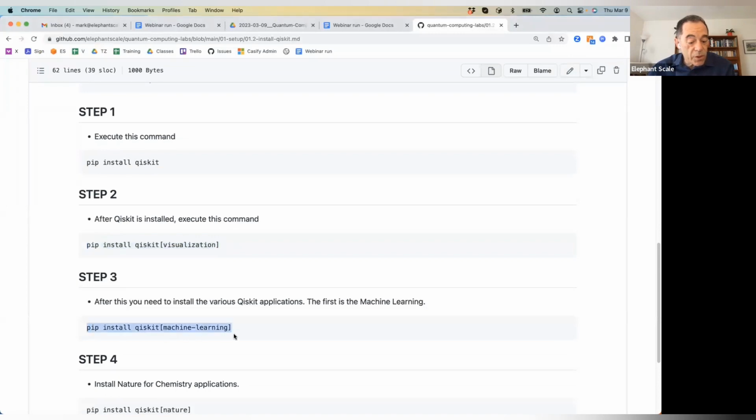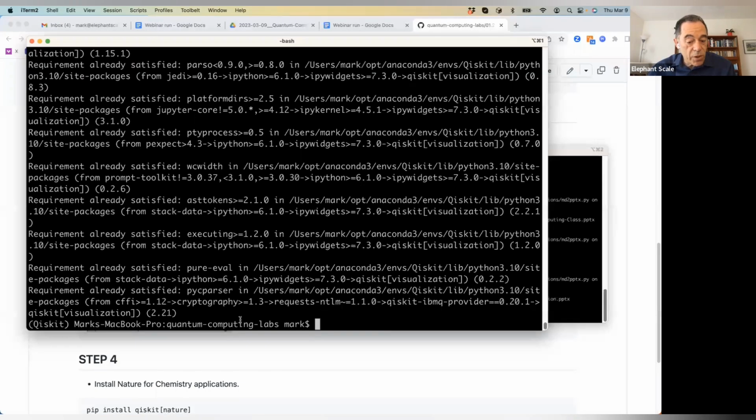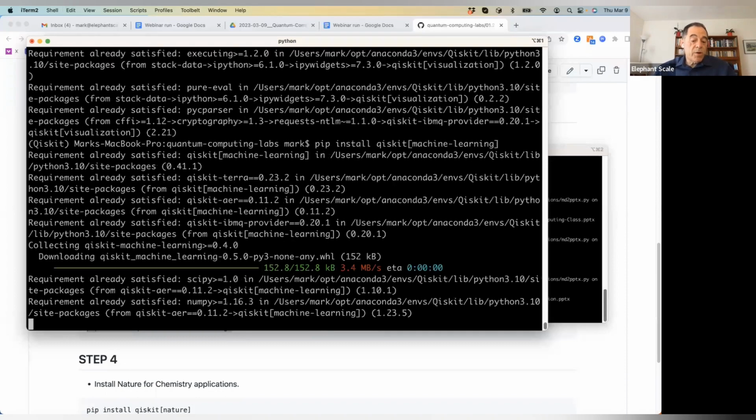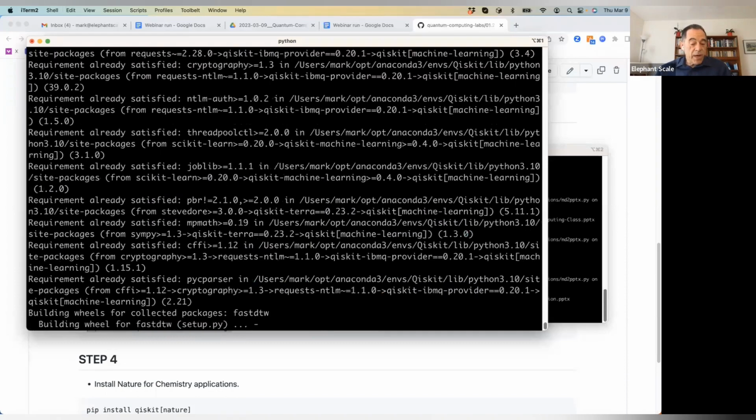And even for machine learning, you would install for machine learning. Now I'm doing this because it verifies everything for today.